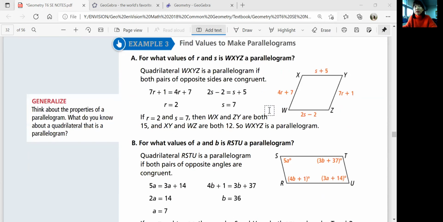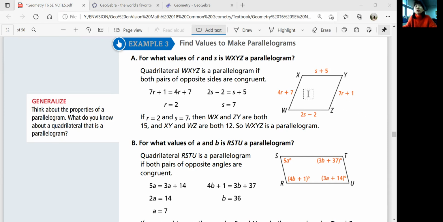Example 3, find values to make parallelograms. Part A, for what values of R and S is WXYZ a parallelogram? Okay, so now we're going to use algebra and algebraic expressions to figure out some variables. Knowing the properties of parallelograms, we know that XY and WZ, and XW and YZ, the opposite pairs need to be congruent. So you can set them equal to each other and solve for the variables.